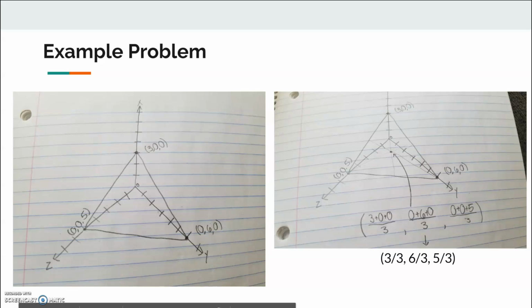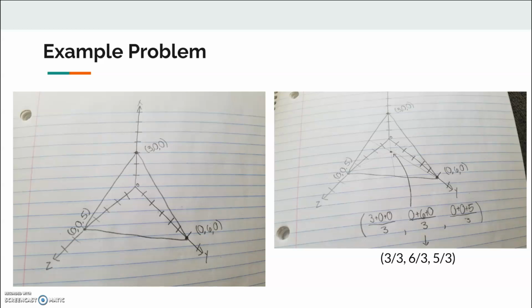So, we have (3 plus 0 plus 0) over 3, comma, (0 plus 6 plus 0) over 3, comma, (0 plus 0 plus 5) over 3. And we get these numbers from the three coordinates. So for the first coordinate, that's 3, 0, 0, the first coordinate number, let's call it A, is 3.